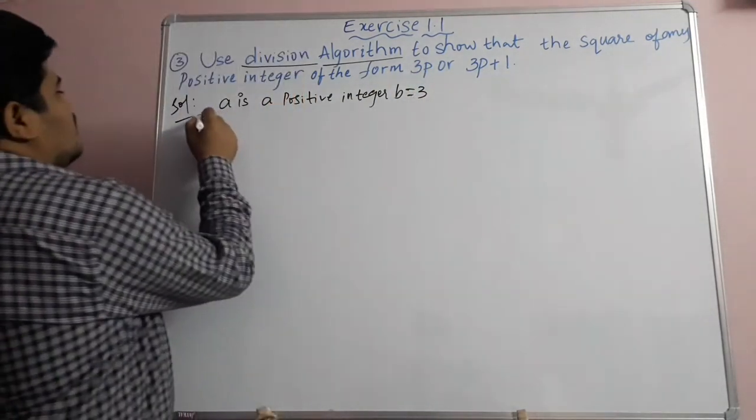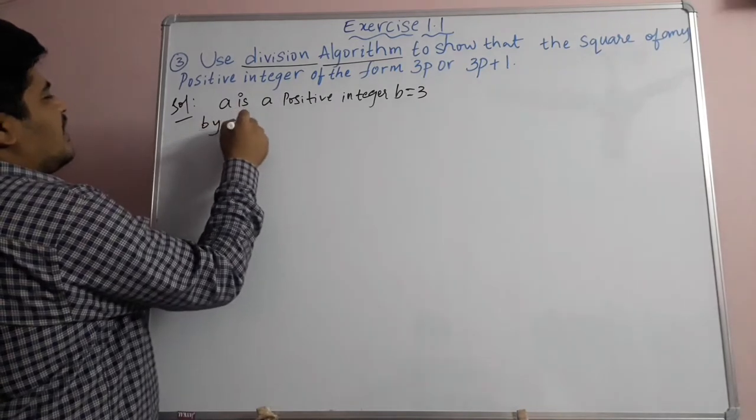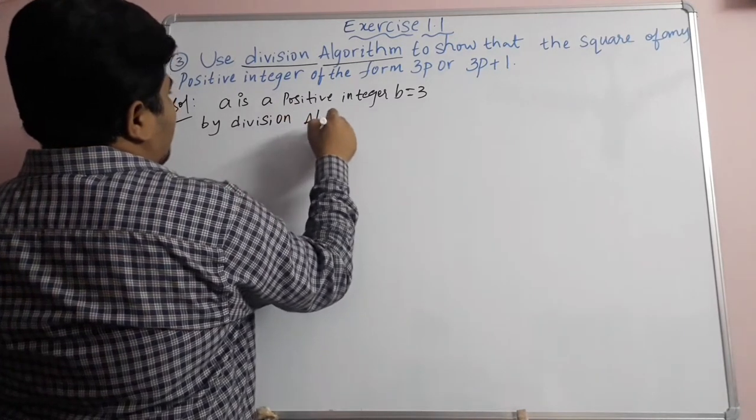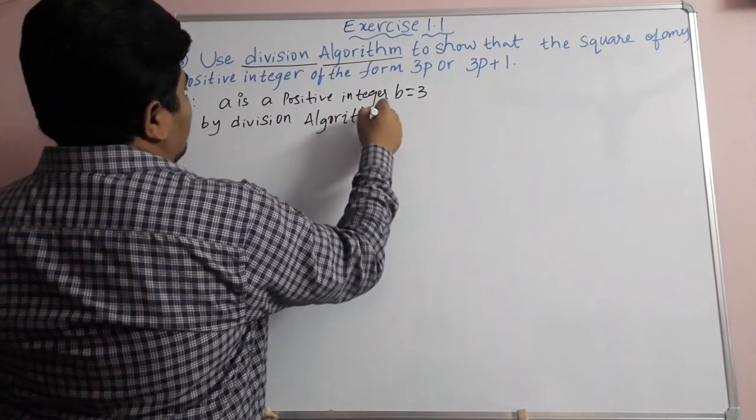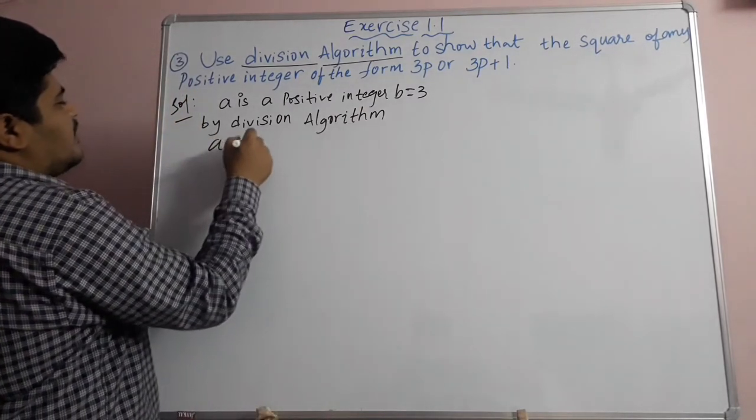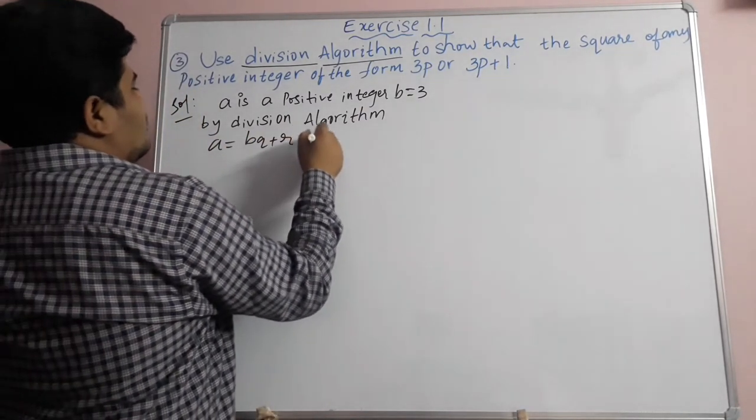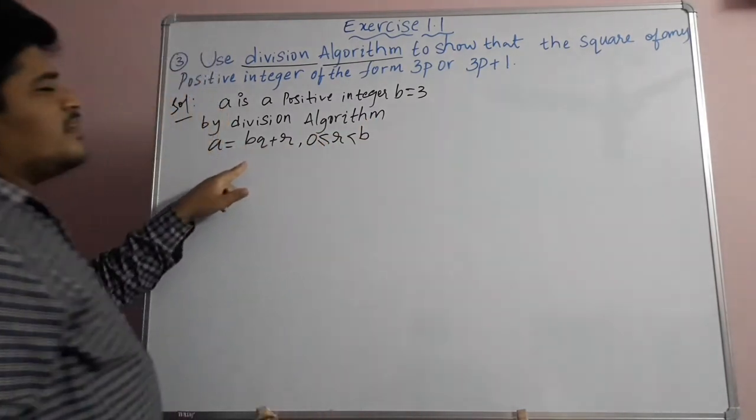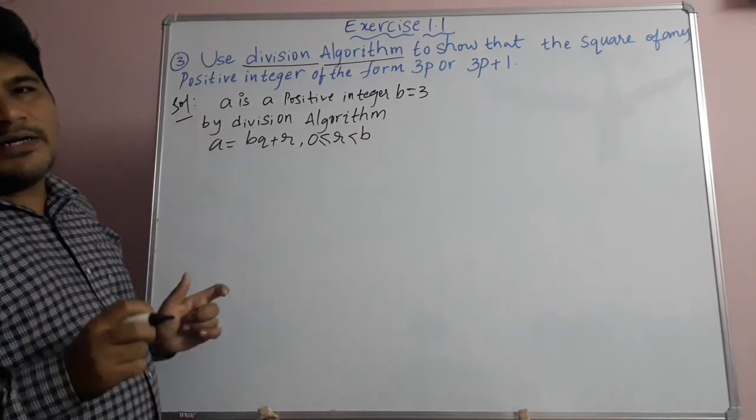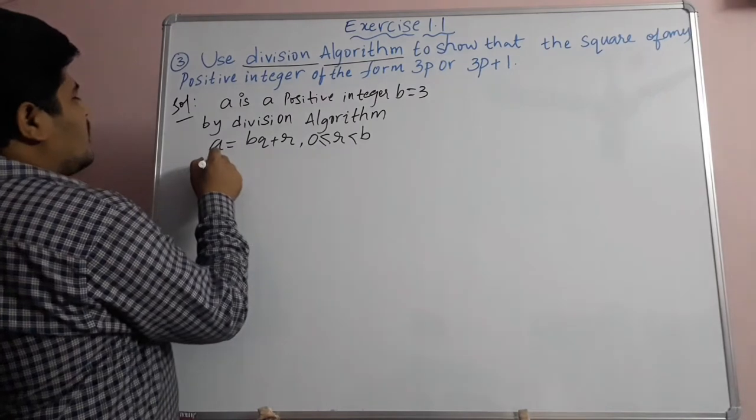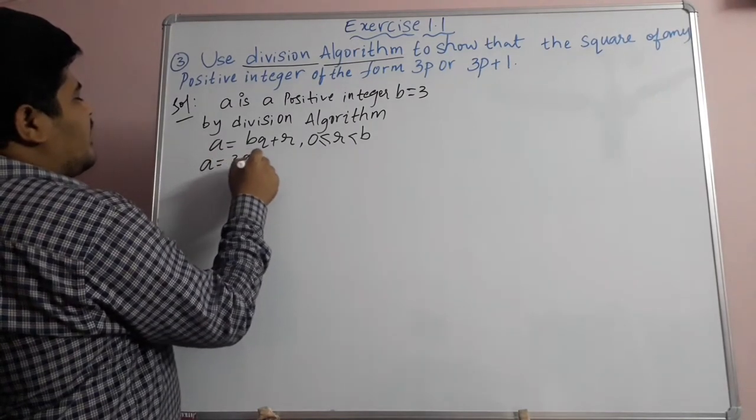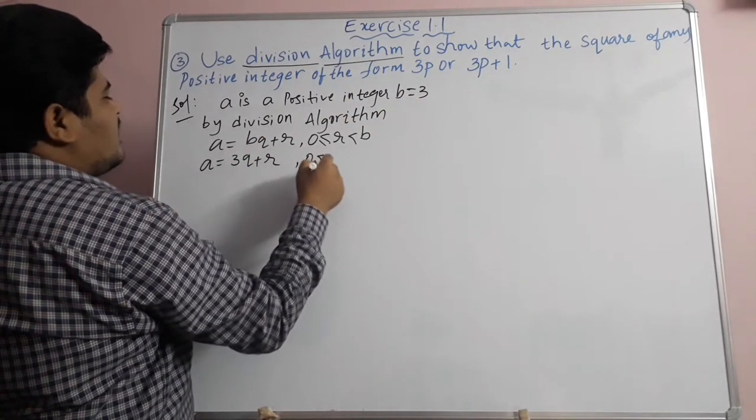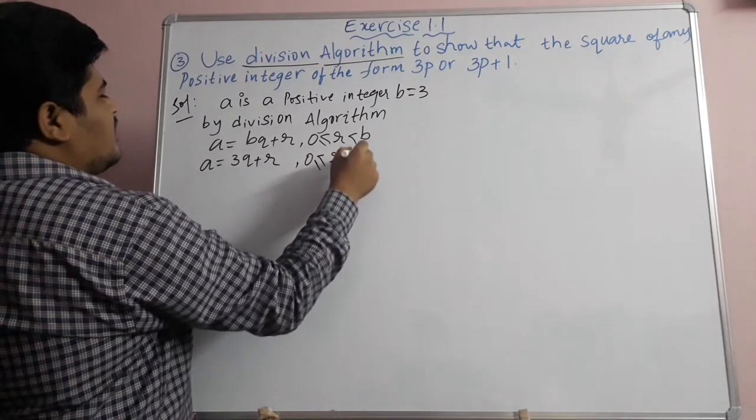Now, by division algorithm, a is equal to bq plus r, where 0 is less than or equal to r is less than b. This is called the division algorithm or Euclid's division lemma. So children, here we can write a is equal to 3q plus r because b is equal to 3. And what are the possible remainders? 0 is less than or equal to r is less than 3.